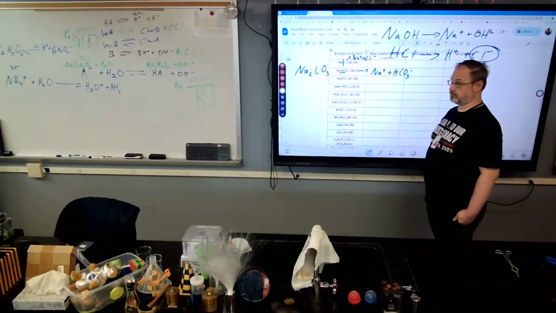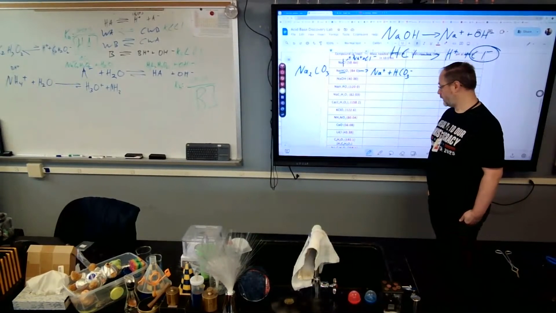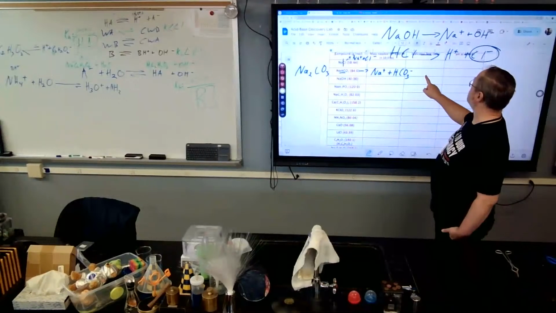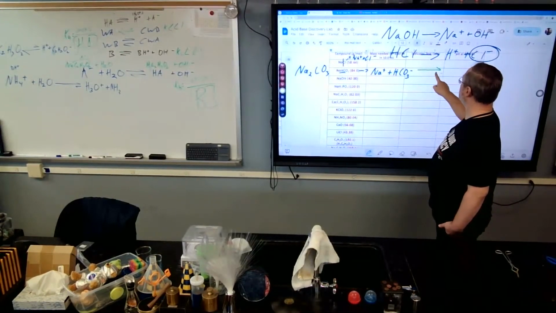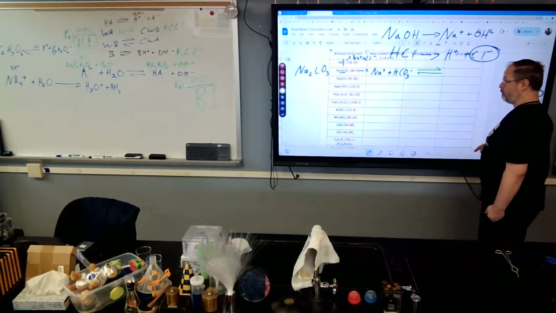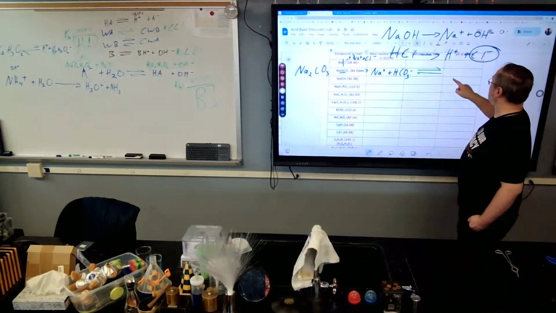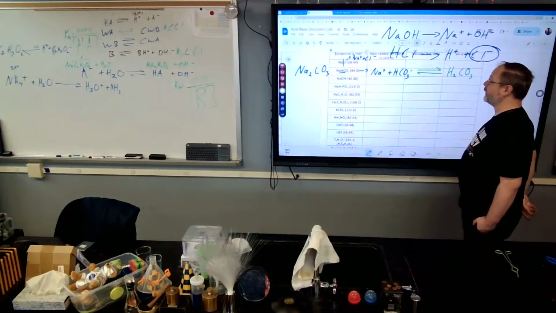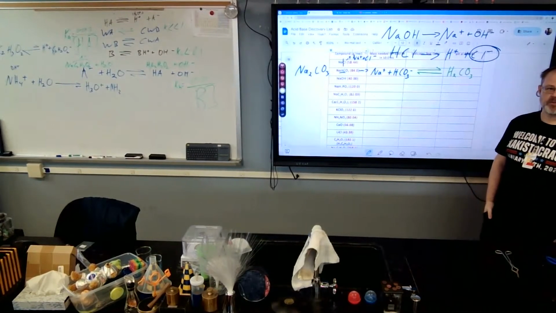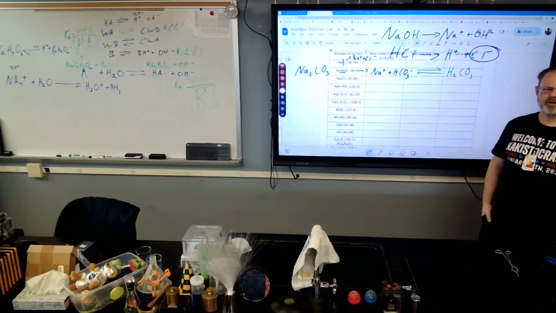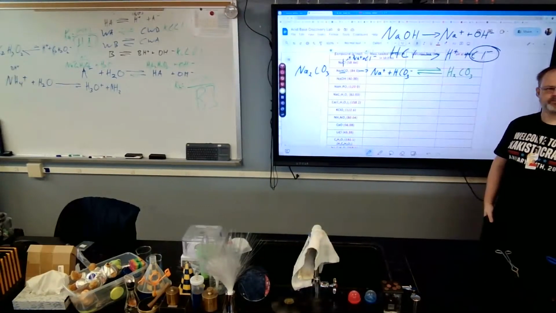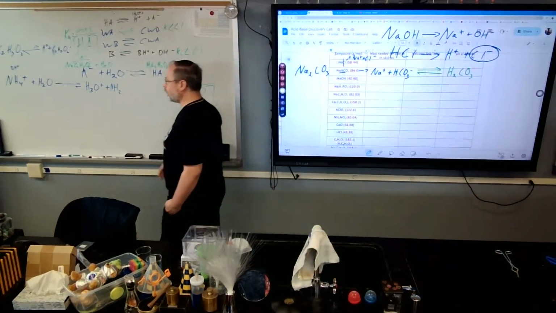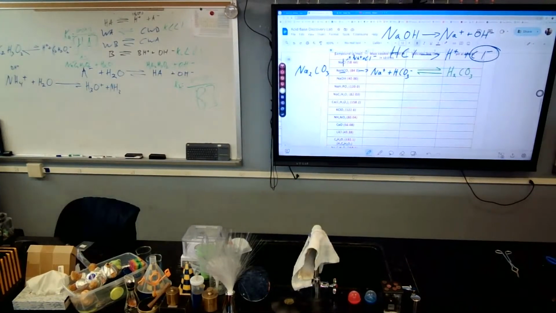That's step one. Step two. That bicarbonate ion is in equilibrium with carbonic acid, H2CO3. That's the stuff that forms when you put carbon dioxide in water, like soda pop. Carbonic acid, H2CO3. That's carbonic acid, a weak acid.